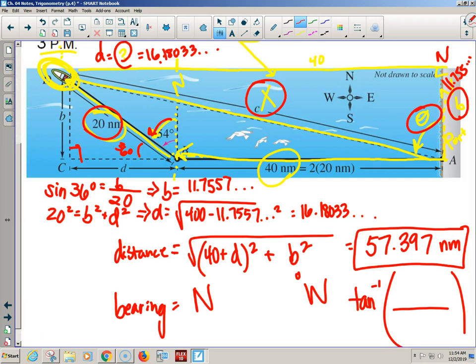I need TOA. I need opposite over adjacent. Who's my opposite? X. No. Wait, no. 16. I'm trying to find theta. 40 nautical miles. I need both. I need 16 and I need 40. Do you guys see it?